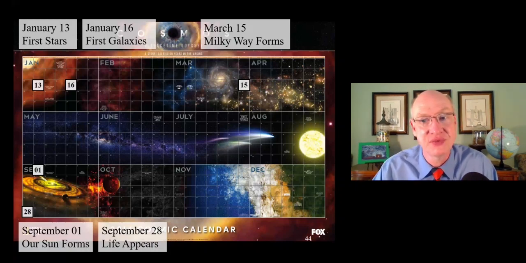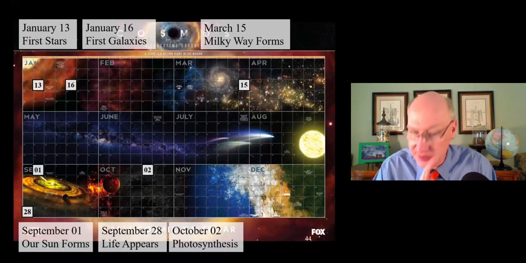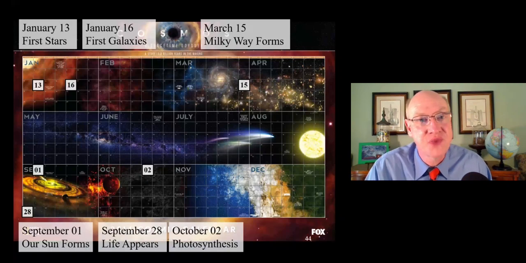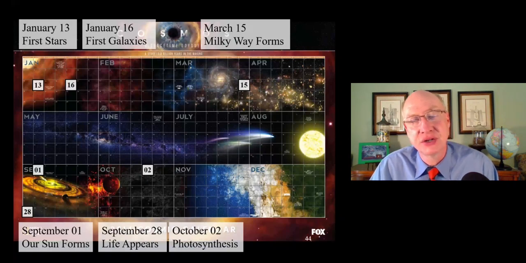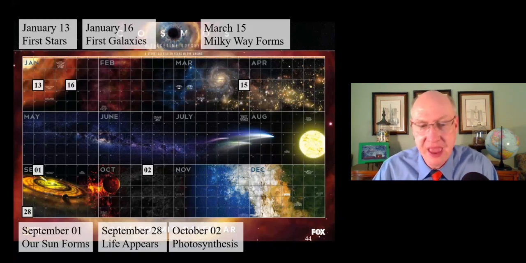Now, this first life was very, very primitive. It was chemosynthetic. That is, it used chemicals in the ocean. It got its energy from volcanic vents down at the bottom of the ocean. Some of the first complex life that we start seeing, the first photosynthetic life, comes about on October 2nd. So as life starts getting more complex, it starts using more complex chemistry, it starts taking advantage of the light from the sun, and life develops photosynthesis by October the 2nd.